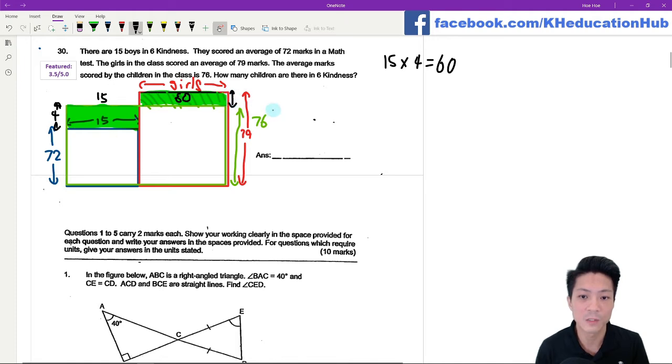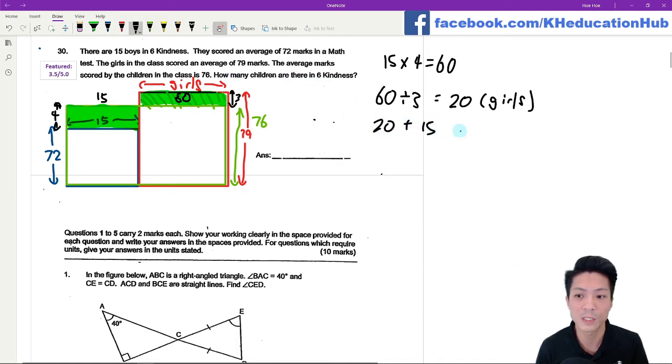The score over here will be 79 minus 76, which is 3. So the next thing we do is use 60 divided by 3, and that gives us the number of girls. The question is asking how many children there are in 6 Kindness, which means that there are 20 girls and 15 boys. So altogether there are 35 children. 35 is the answer.